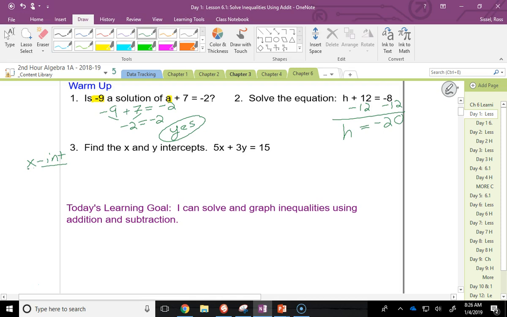When you have an x-intercept, and it's going to cross our x-axis, that means my coordinates for it, x can be a number, but y has to be a 0. So I say 5x plus 3 times 0 equals 15. 3 times 0 is 0. So I'm left with just 5x equals 15. And if I divide by 5, x equals 3. So my x-intercept is at 3, 0.